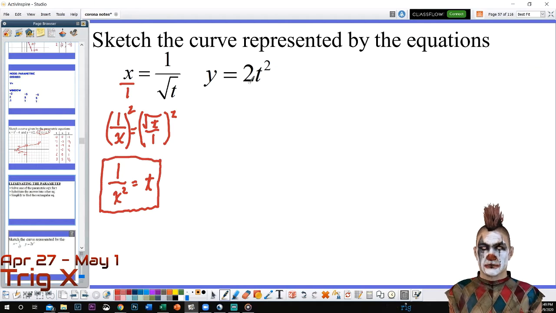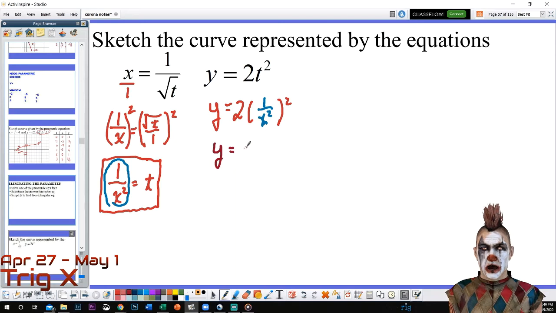Now I'm going to go back up to my y equation. Every time I see a t, I'm going to substitute 1 over x squared. So I'm going to copy what I had to blank squared. Instead of t, I leave it blank. And then inside that blank, I'm substituting the 1 over x squared, because t and 1 over x squared mean the same thing. So there's 1 over x squared. Now we are good to go.